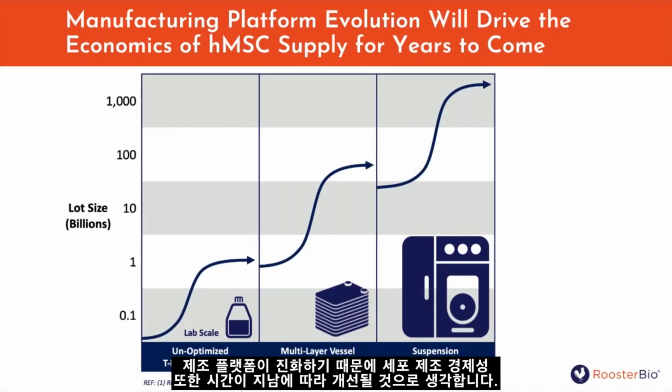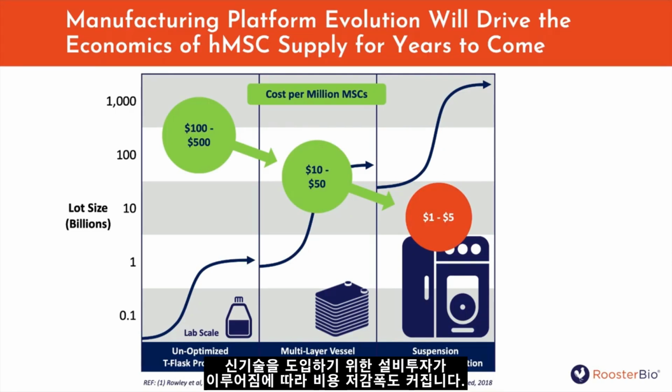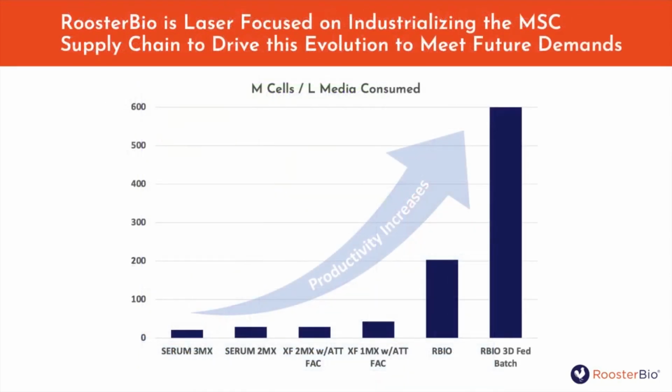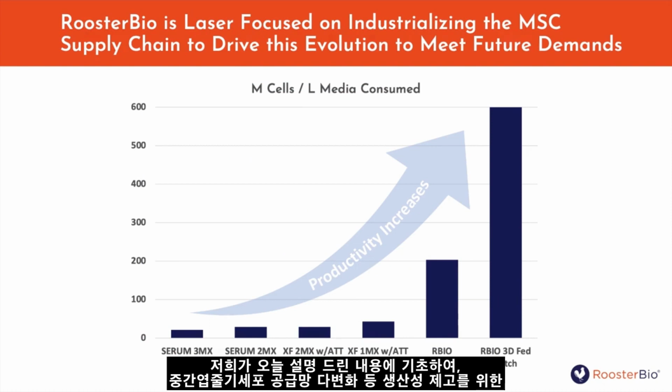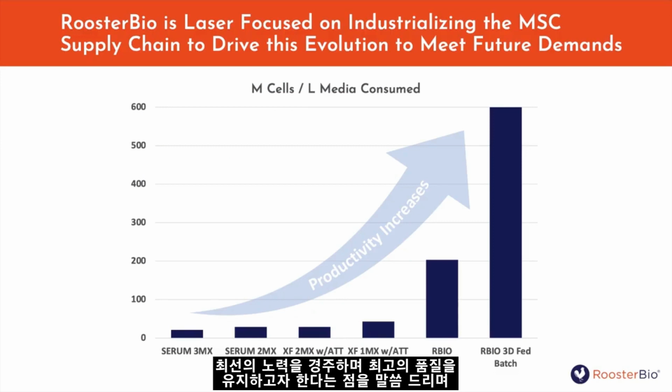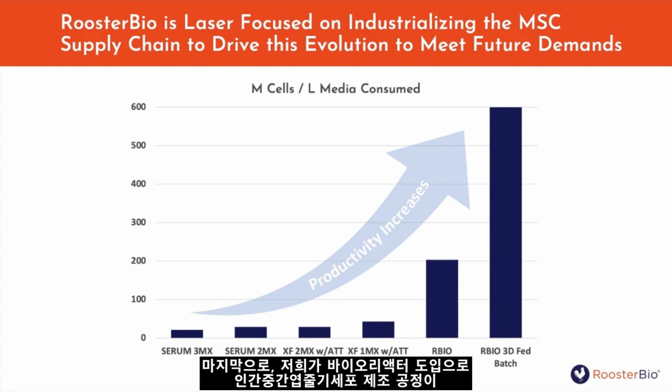We believe that an evolution of manufacturing platforms will drive cell manufacturing economics for years to come, continuously bringing down the costs and increasing the supplies to support a growing number of technologies coming to market. We use this framework described here today with a laser focus to develop innovative products and processes that continue to drive productivity increases in an industrialized MSC supply chain, while always maintaining quality number one. This is shown here with our scalable bioreactor HMSC manufacturing processes that have a fold change increase over the 2D processes shown here today.